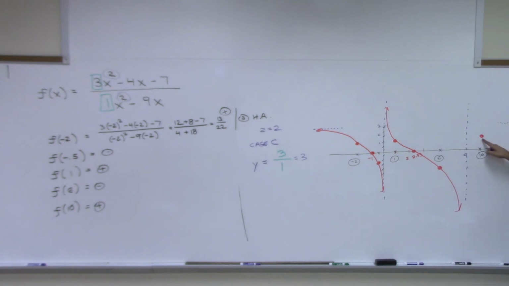This one is a little tricky. To the left, I've got to go up, okay? Can't come down. And as I go to the right, I've got to flatten out towards that. So it's going to look something like that.